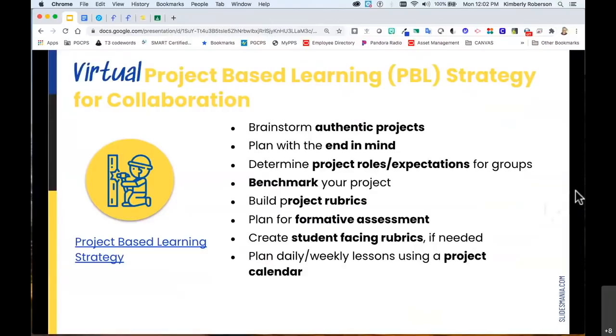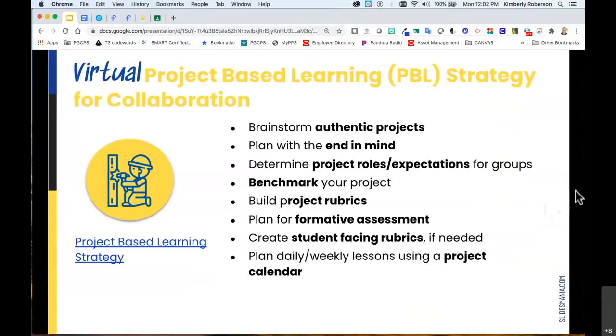Determine project roles and expectations for your group. What roles will students have in the project? Will each student contribute to each portion, or will it be more of a jigsaw style? Benchmark your project. Determine check-in points and submission of work points along the way. Build project rubrics. Create an overall project rubric that includes elements along the way.